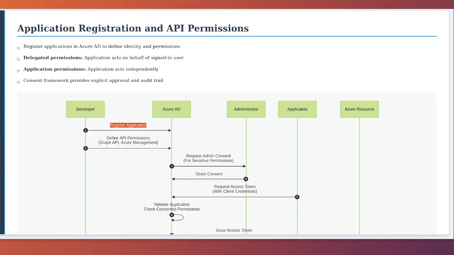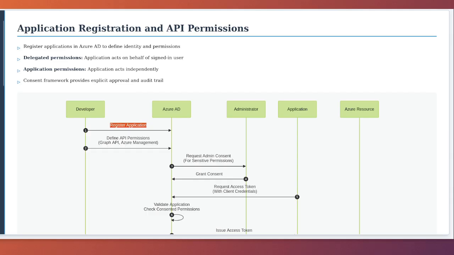In AWS, an application typically uses IAM users with access keys, or on EC2, assumes an IAM role through instance profiles. The permissions are defined in IAM policies attached to that user or role. There's no distinction between permissions granted on behalf of a user versus permissions granted directly to the application. Azure introduces this distinction through its application registration and consent model.